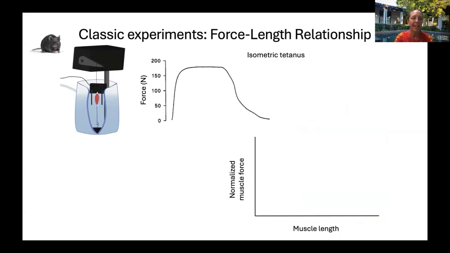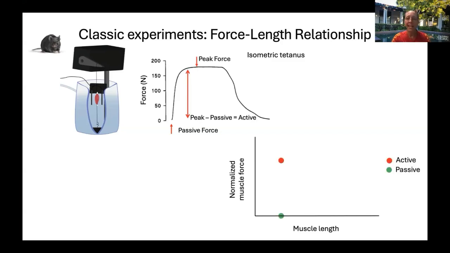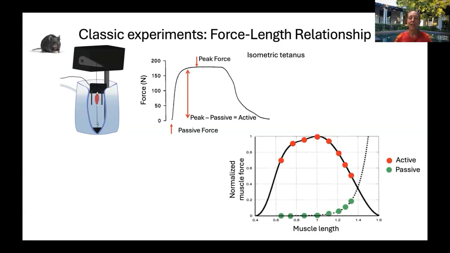And so at any given length, you could measure the muscle's passive force, that is the force of the muscle when it's not being activated, its peak force, and the difference between those would give us the active force of the muscle. And so we could fix the muscle at a particular length, and we can obtain the active and passive forces at each of those different muscle lengths and stretch the muscle out until we get a relationship of the active force and the passive force with length.